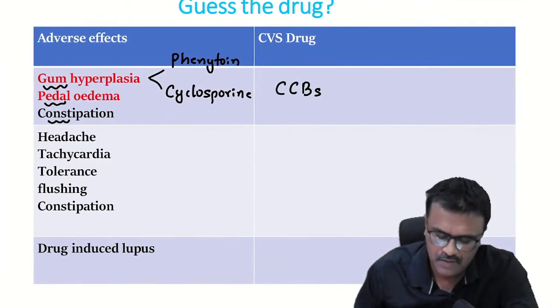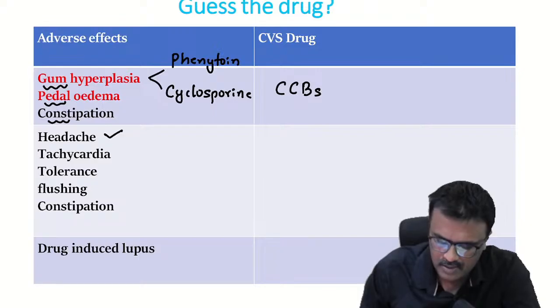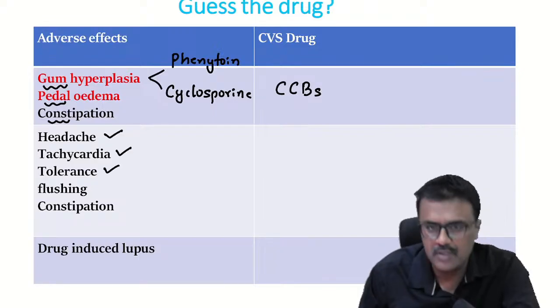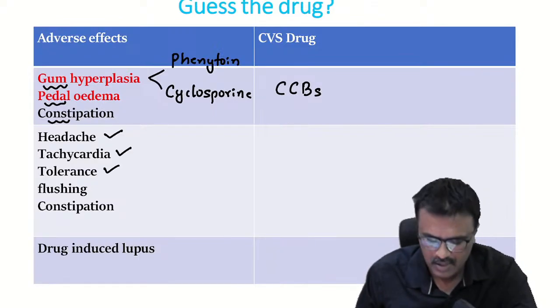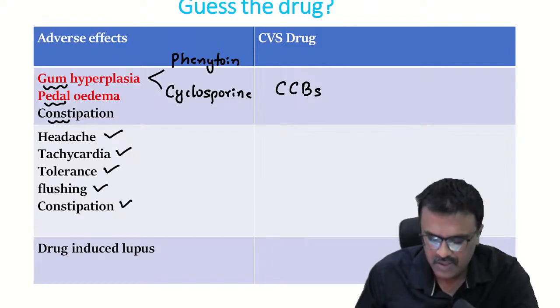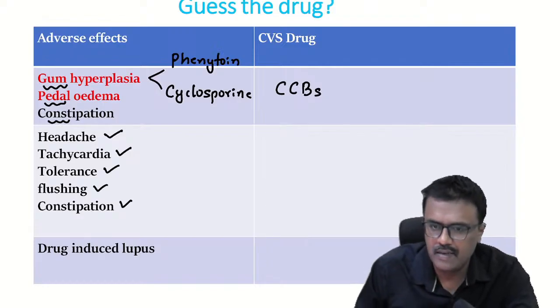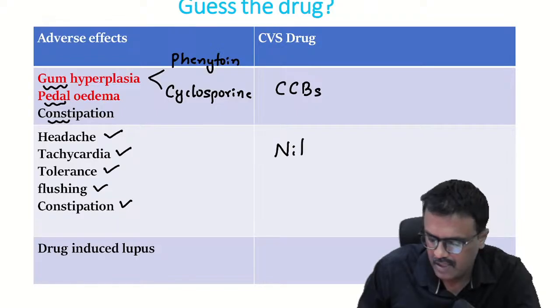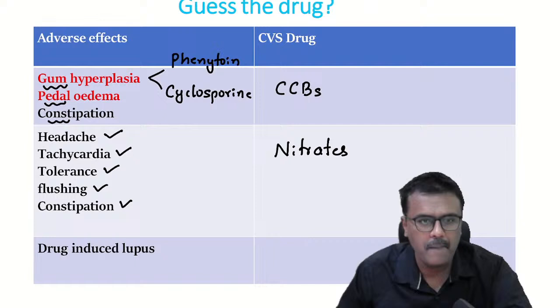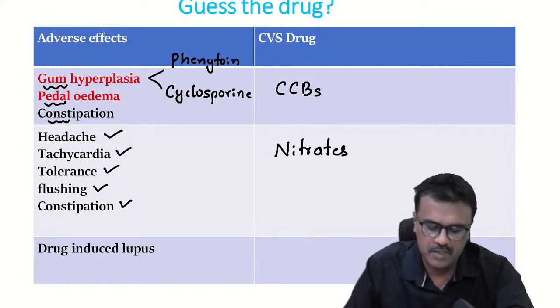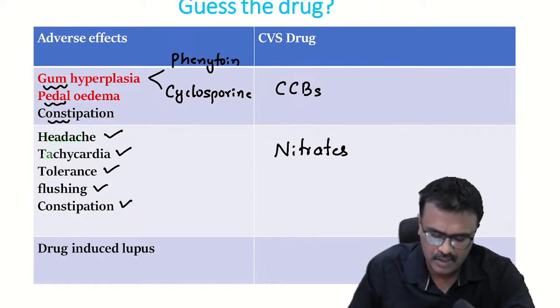Now, which CVS drug will cause headache, tachycardia? If you use it, it will develop tolerance. Patient will have flushing and constipation. They are anti-anginal drugs. The name is nitrates. So when you give nitrate, patient will suffer with headache, tachycardia, tolerance, flushing, and constipation.